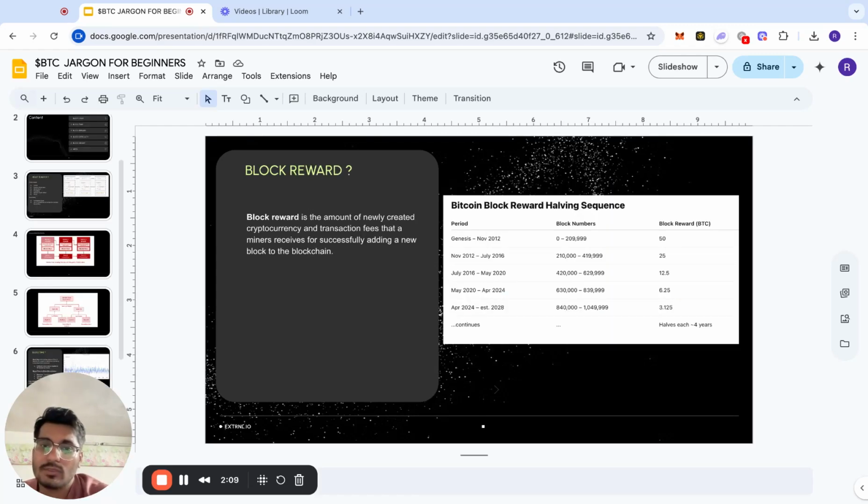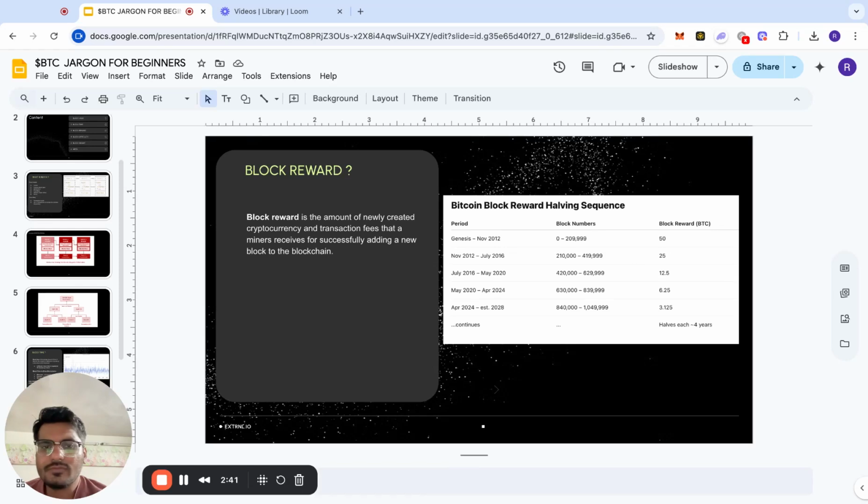Block reward. We also discussed that all the miners whose blocks get selected receive rewards in terms of Bitcoin. One thing to be noted: do they receive the reward in the same block? No, they don't receive the reward in the same block. After, I think, 100 blocks, they receive the rewards.